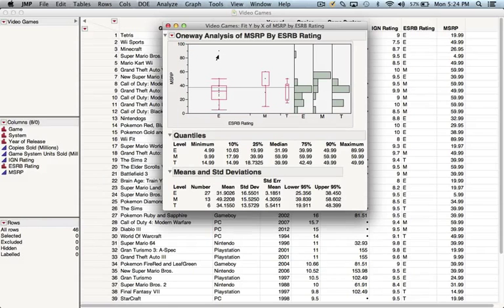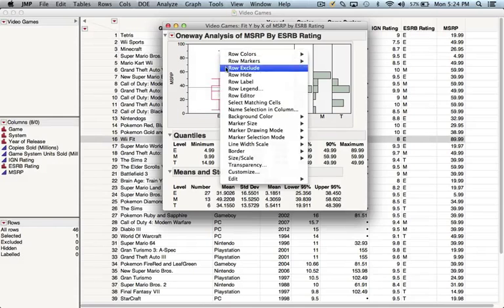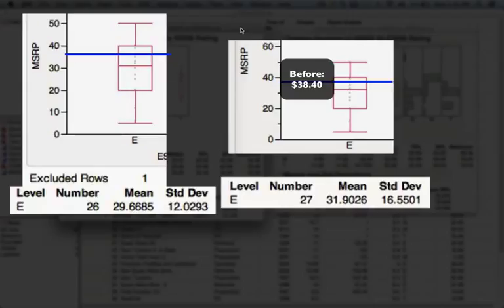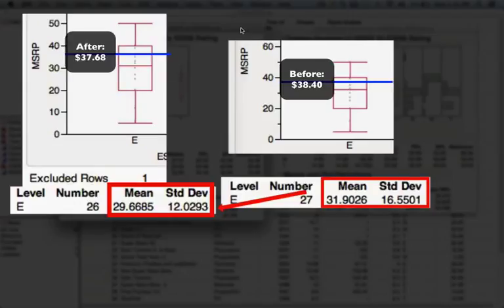To do this, I will right-click on the outlier and select Exclude. I will fit the relationship again. As you can see, the removal of Wii Fit caused our mean and standard deviation to decrease, as well as our grand mean, to about $37.68.